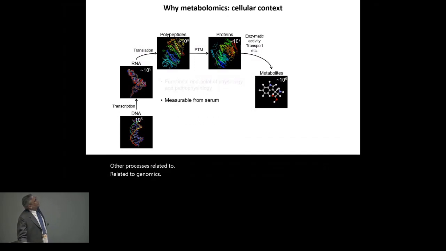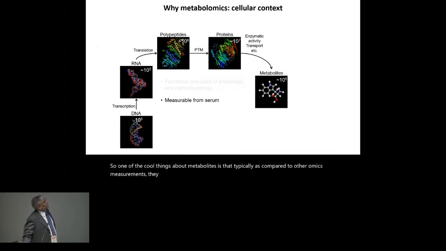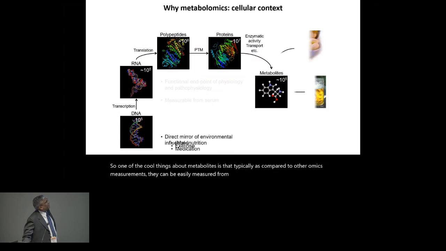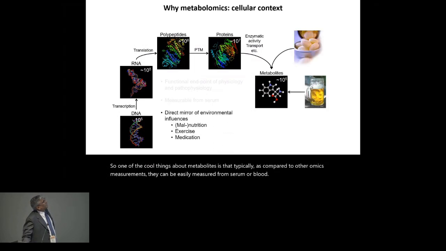So one of the cool things about metabolites is that typically, as compared to other omics measurements, they can be easily measured from serum or blood. And in many cases, they are also a direct mirror of the environmental influences. For example, if there is malnutrition, whether we exercise or not, and the medicines that we take, those are often reflected in our metabolome.